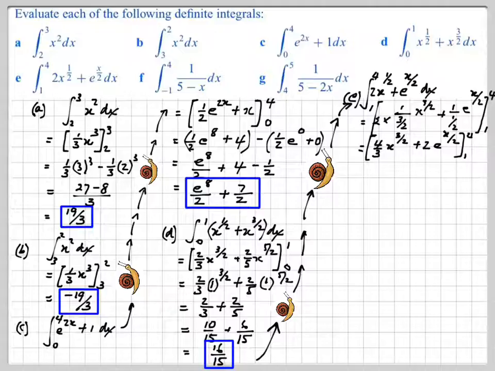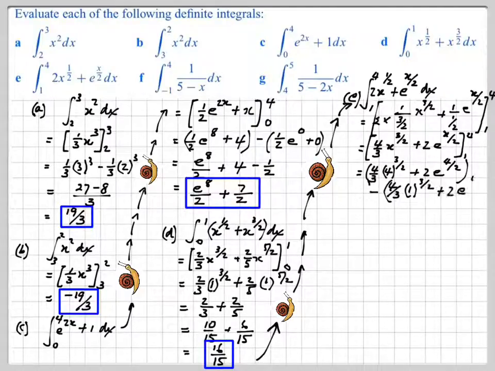All right, so let's sub in now. 4 over 3 times 4 to the 3 over 2 plus 2 times e to the 4 over 2, minus the whole thing with 1 subbed in there. And it looks a bit messy, but hey, we can do it. Now, what's 4 to the 3 over 2? Come on, you tell me. Yes, 4 to the half is 2. 2 cubed is 8. That's right. Good work. And that's the rest of the expression.